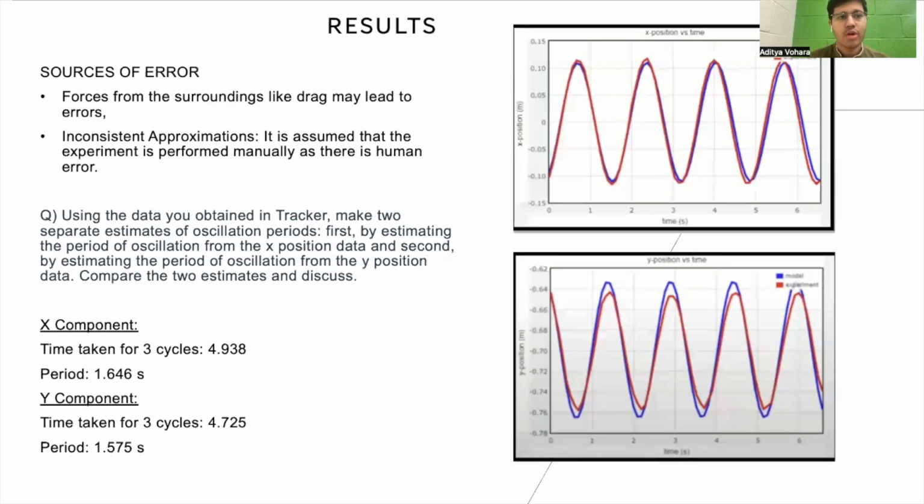The sources of error could include the forces from the surroundings, like drag, which may lead to an error. Secondly, it could be inconsistent approximation, as the experiment was performed manually, and then it can have manual error.